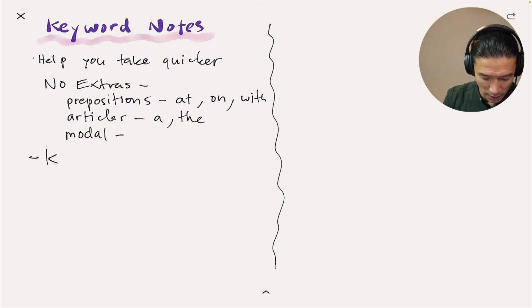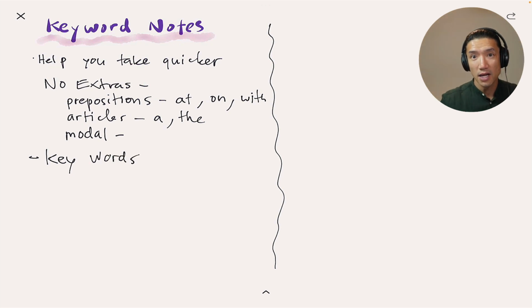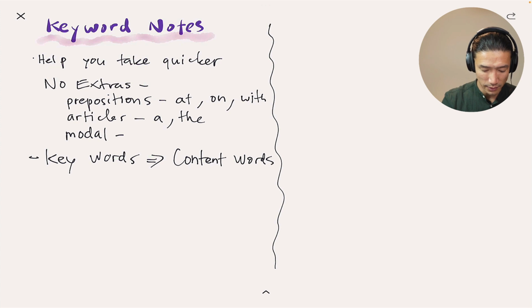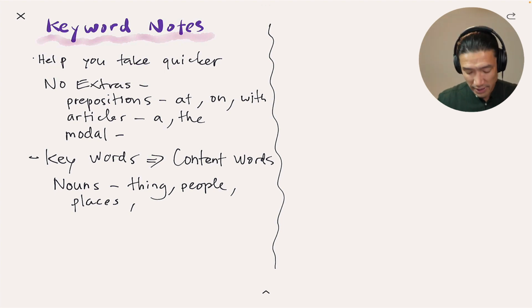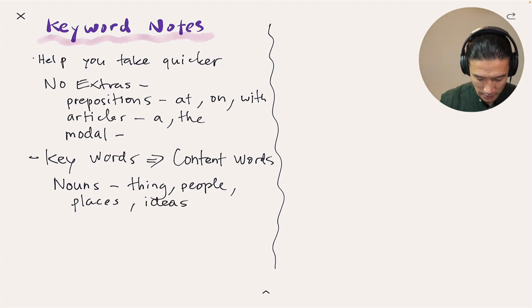All we're looking at are keywords. Okay, which equals content words. So what are our content words? Words like nouns, okay? Anything, people, animals even, places, and kind of like big ideas like freedom, things like that, right? Ideas. Any verbs are action words, right? You guys know these ones. Play, run, go, stuff like that.